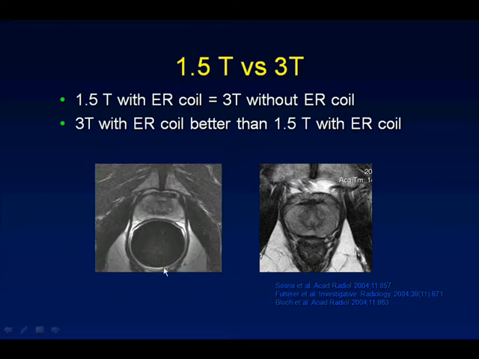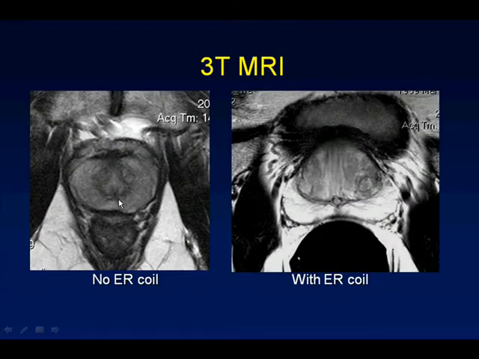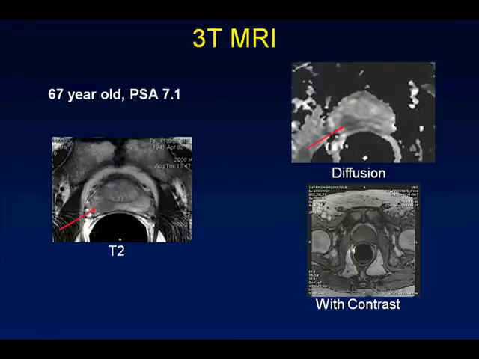So here's 1.5 with coil. There's 3 Tesla without coil. Again, without coil, and this is 3 Tesla with a coil. And you can see, of course, if you're going to use 3 Tesla and you're going to use a coil, you're going to get much better pictures than without the coil. So that's where we're at right now. We're doing some studies with 3 Tesla with the coil. You can see how much better the picture is.